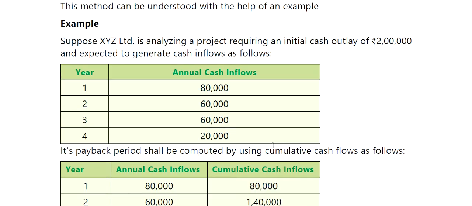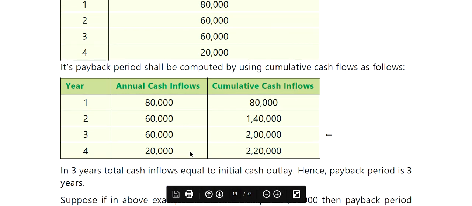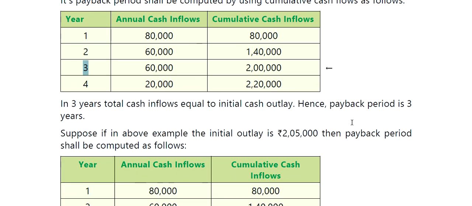Another example: this is a company, and their cash inflows are given. At the beginning, the cash outflow is 2 lakh. At the end of the first year, 80,000 is received, second year 60,000, third year 60,000, and fourth year 20,000. So what is the payback period? This 2 lakh has to be recovered. 80 plus 60 is 1 lakh 40, plus 60 is 2 lakh, plus 20 is 2 lakh 20. So we can see the payback period is 3 years. Within 3 years it is recovered. Hence the payback period is 3 years. Our investment of 2 lakh is recovered in 3 years.